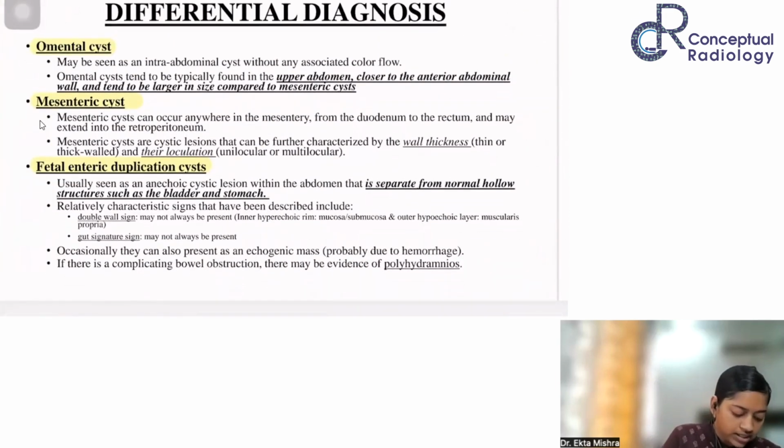Mesenteric cysts can occur in the mesentery. The differentiating point is that they may extend into the retroperitoneum as well. Starting from the duodenum to the rectum, you can find them in the entire GI tract. They are further characterized based on the wall thickness of the cyst and the loculation, whether it is unilocular or multilocular.